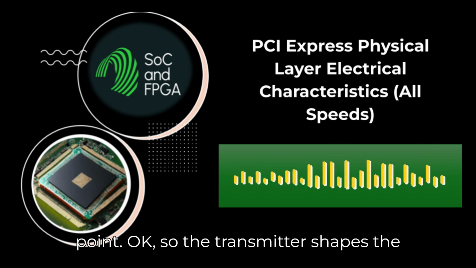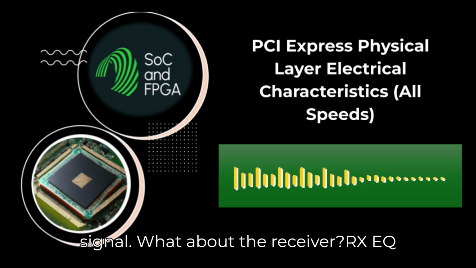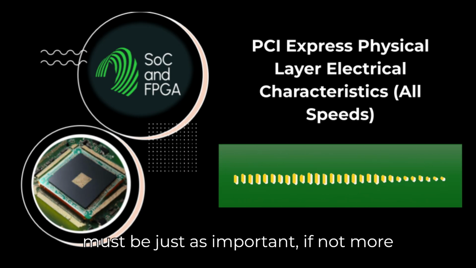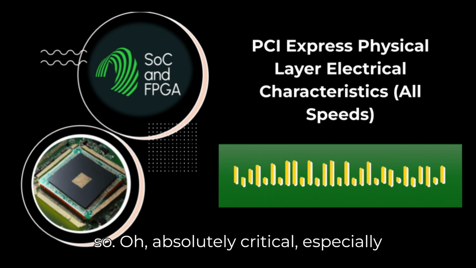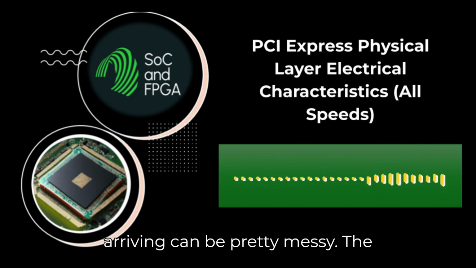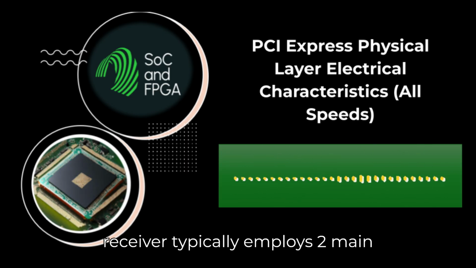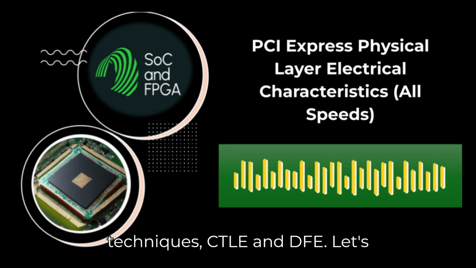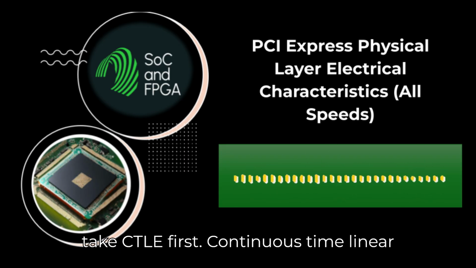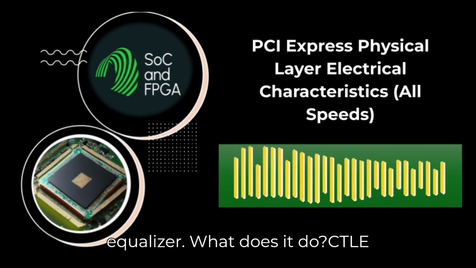Okay, so the transmitter shapes the signal. What about the receiver? RX EQ must be just as important, if not more so. Oh, absolutely critical, especially at the higher speeds where the signal arriving can be pretty messy. The receiver typically employs 2 main techniques, CTLE and DFE. Let's take CTLE first. Continuous time linear equalizer. What does it do?